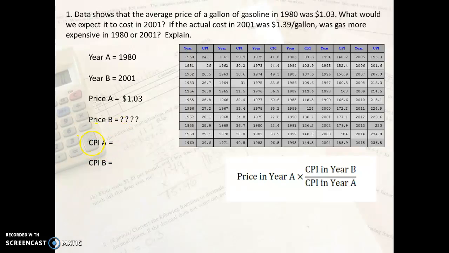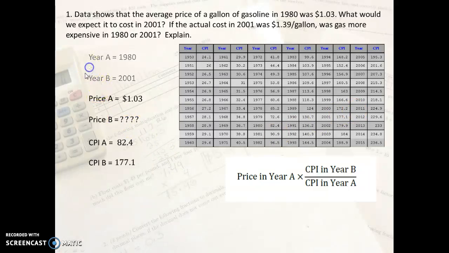CPI in A is the beginning year. Reading off the chart, 1980 is the beginning year, and 82.4. CPI in B is the finishing year, 2001. Going up to the chart, I got 177.1. I've got all my numbers in place. Well, except for price B, but we're going to solve that in a second.